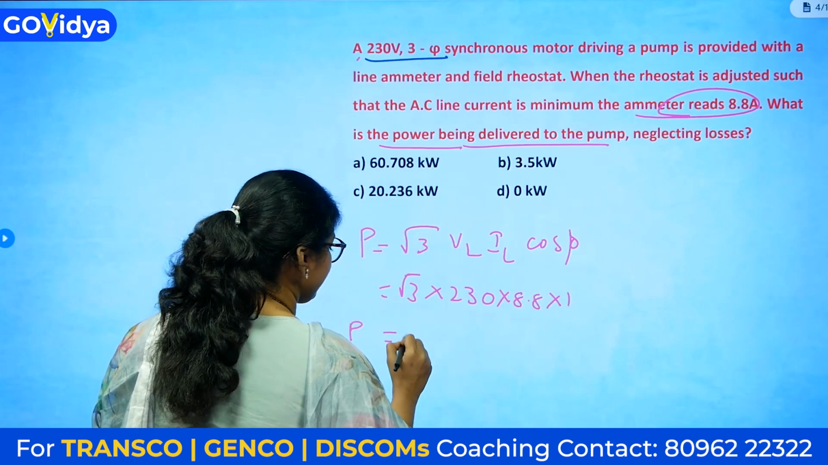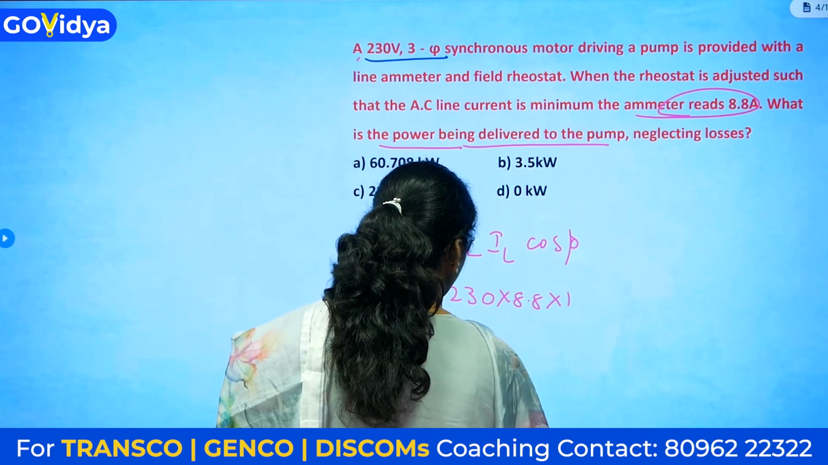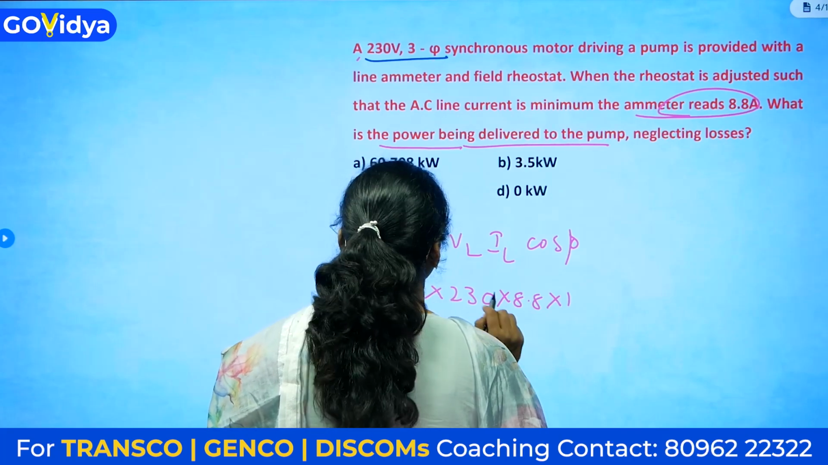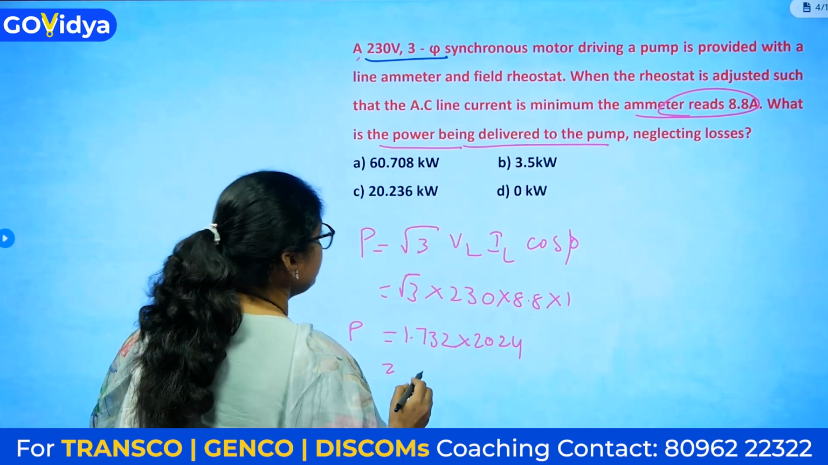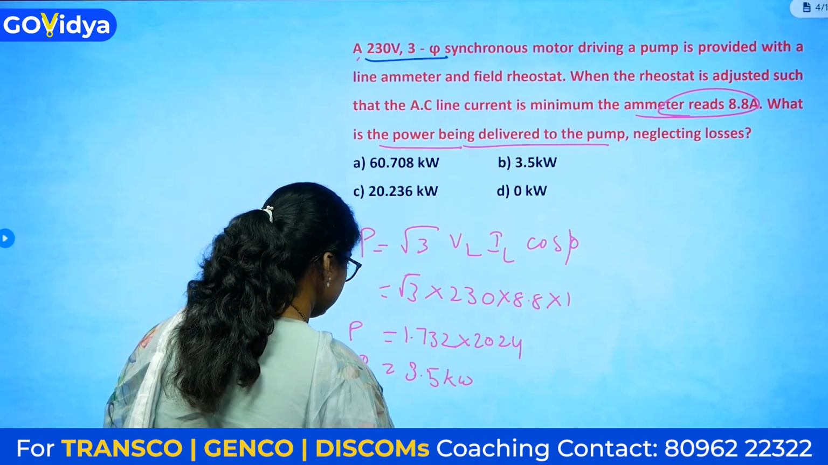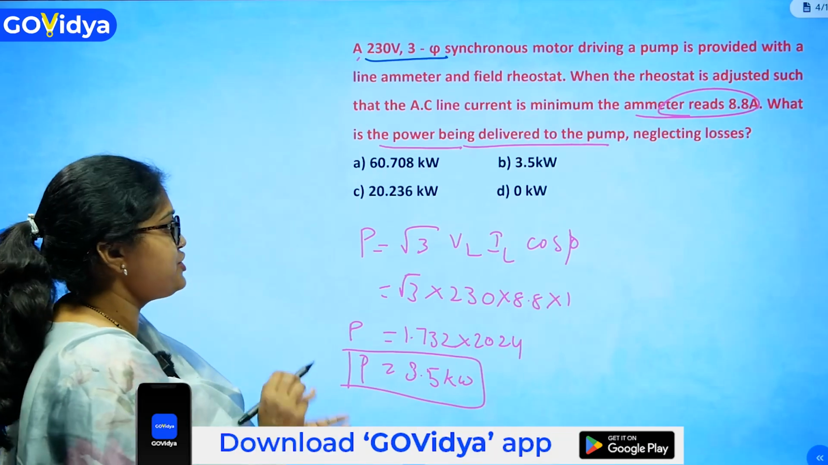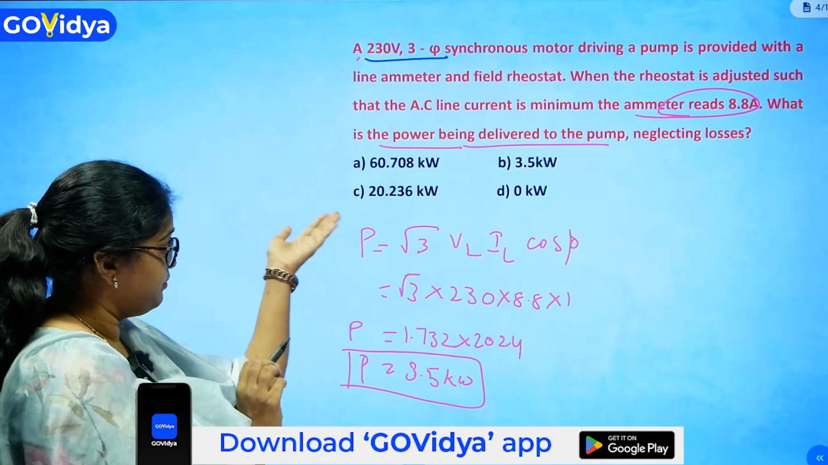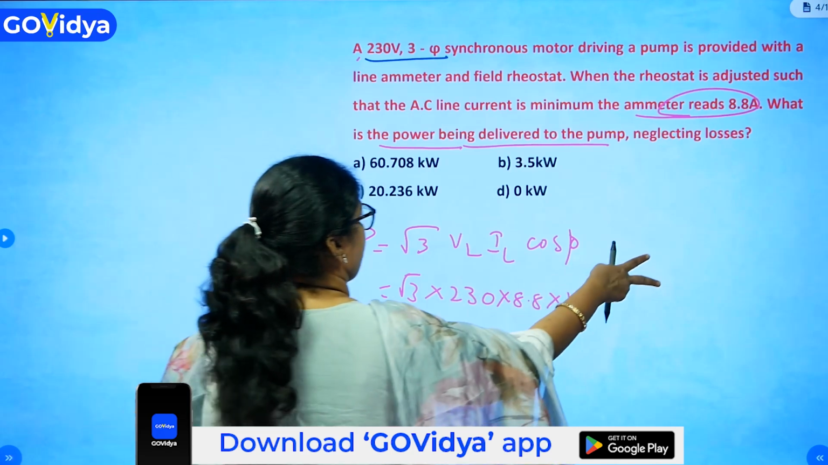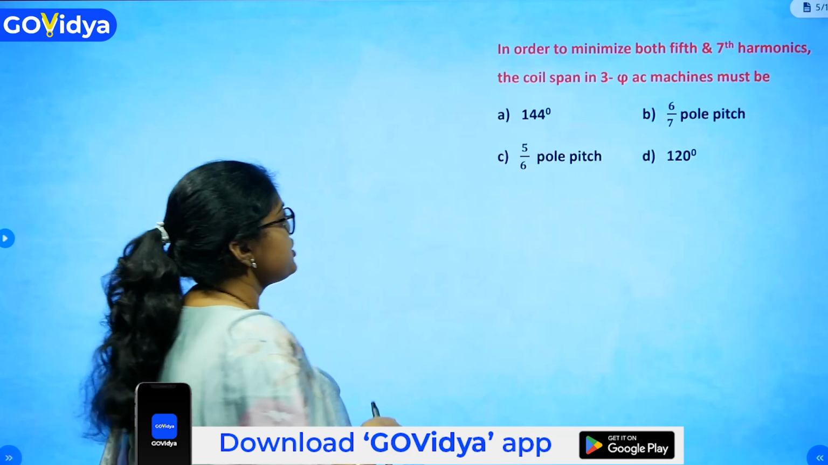So root 3 is 1.732 into 230 into 8.8, we'll get 2024. So the value 1.732 into 2024, you will get around 3.5 kilowatts. So the power delivered to the pump is 3.5 kilowatts. Clear? See, the question seems very clumsy, but by taking the data, you can easily calculate the answer. So the option B will be the answer, 3.5 kilowatts. So let's move to the next question.